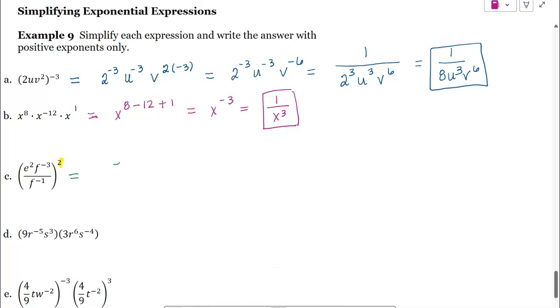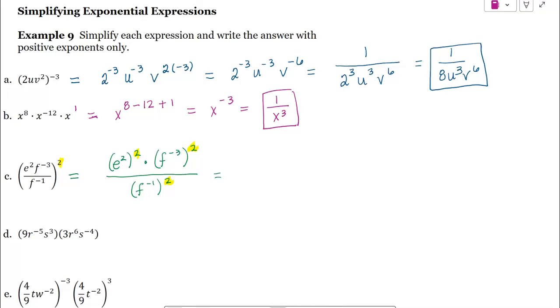All right, first I've got e squared, and that'll be raised to the second power. And then I've got f to the negative third power, that is also raised to the second power. And then f to the negative 1 raised to the second power. That 2 that was on the outside, I can see, has been distributed to every single item that was in the original set of parentheses.